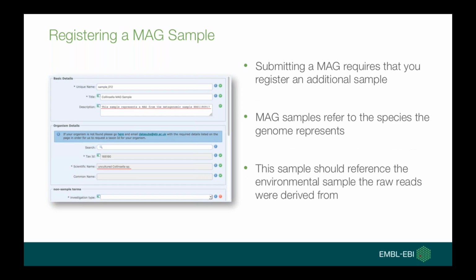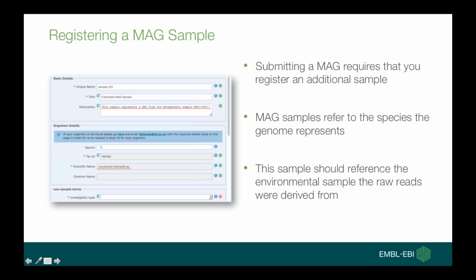So I mentioned earlier that there's a slight complication when you're registering a MAG. You have to submit a special sample that refers to the metagenomic sample. So here's an example of how that might look. You include in this description line, this sample represents a MAG from the metagenomic sample, and then you put in the accession number of the metagenomic sample that you have previously registered.